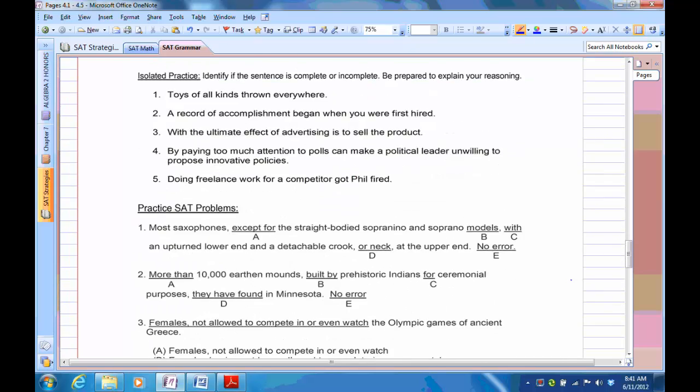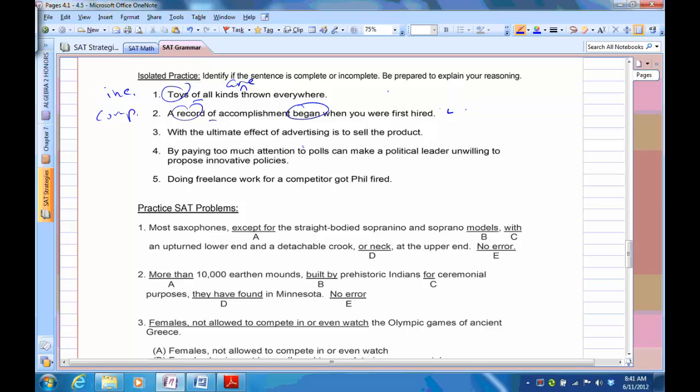So let's do some isolated practice, then some practice SAT problems. Identify if the sentence is complete or incomplete, and be prepared to explain your reasoning. Okay. Toys of all kinds thrown everywhere. So it's incomplete. It should be are thrown everywhere. And because we see the preposition of and toys, we've got to use a plural verb. A record of accomplishment began when you were first hired. That would be fine, because here you have your verb. Here you have your subject. Everything's fine. That would be complete.